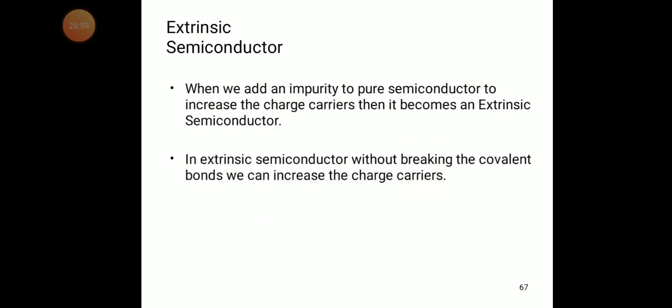Next one is the extrinsic semiconductor. What is the meaning of extrinsic semiconductor? When we add an impurity to a pure semiconductor to increase the charge carriers, then it becomes an extrinsic semiconductor. I already mentioned, when we want to increase the charge carriers, we add impurities. That semiconductor is called an extrinsic semiconductor. In an extrinsic semiconductor, without breaking the covalent bonds, we can increase the charge carriers.